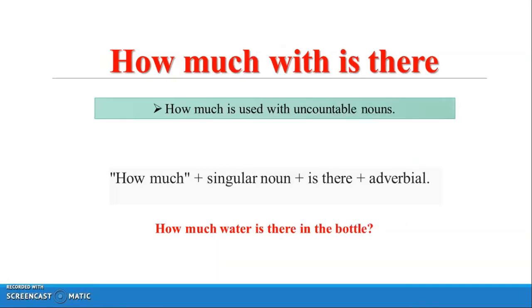How much with there is? How much is used with uncountable nouns. How much plus singular noun plus is there and the adverbial. How much water is there in the bottle?